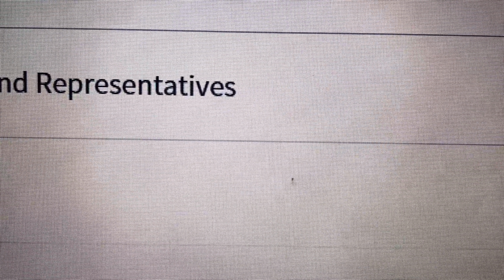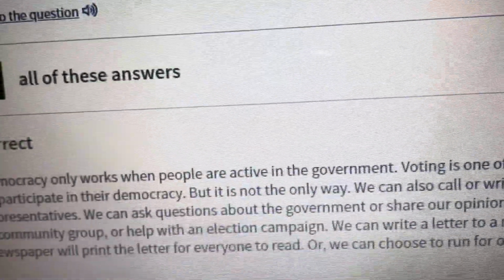Okay. What are the two ways that Americans can participate in their democracy? Write a newspaper and call senators and representatives. Vote and join a civic group. Give an elected official your opinion on an issue and join the community group. Oh yeah, all of these are the answers. Oh good, we're right.